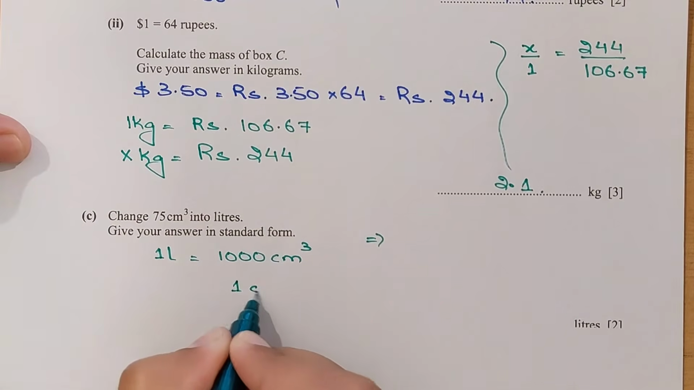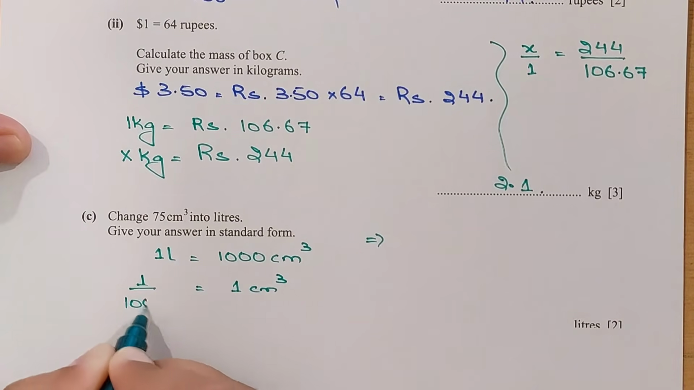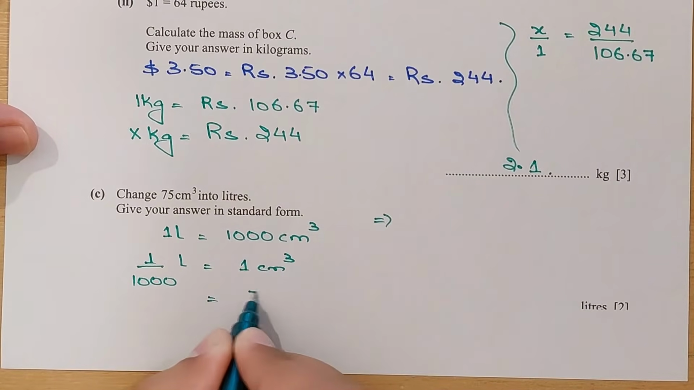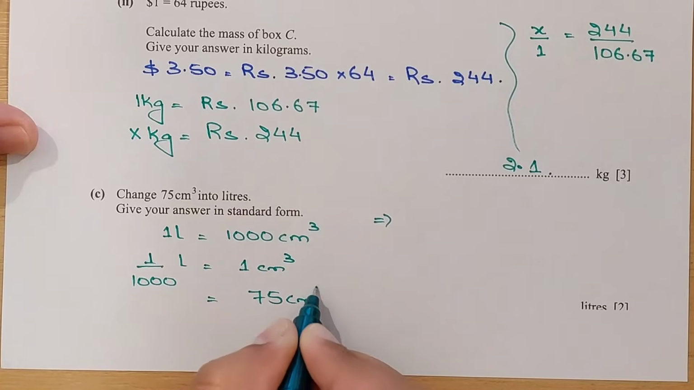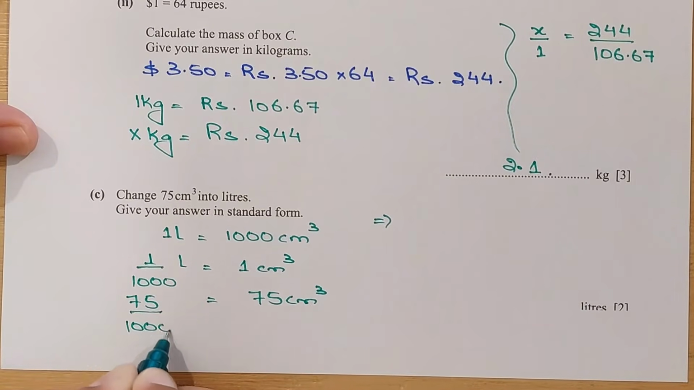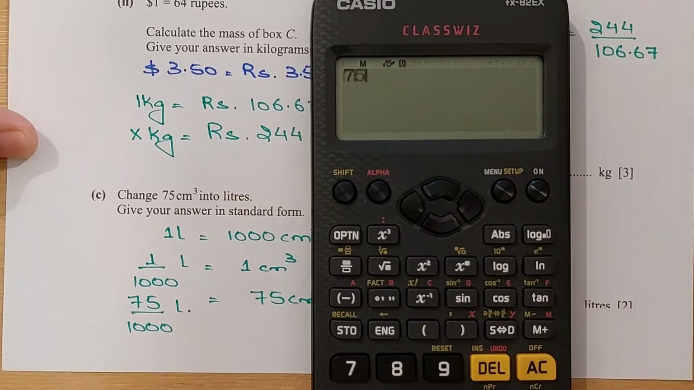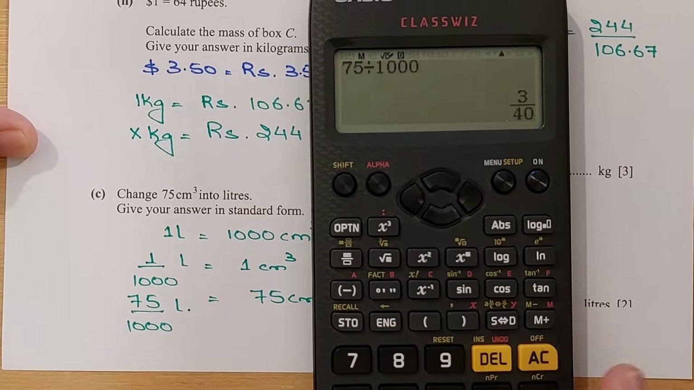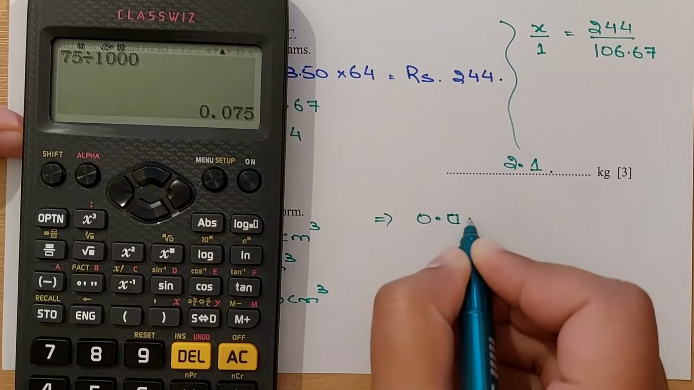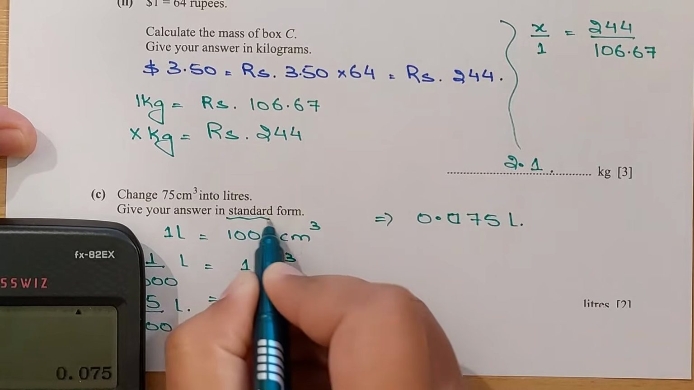Yes, so 1 cubic centimeter is 1 over 1000 liters, right? And we have to find for 75 cubic centimeters, which is 75 over 1000 liters, right? Let me calculate this. 75 divided by 1000 is equivalent to 0.075 liters, but we have to find our answer in standard form.